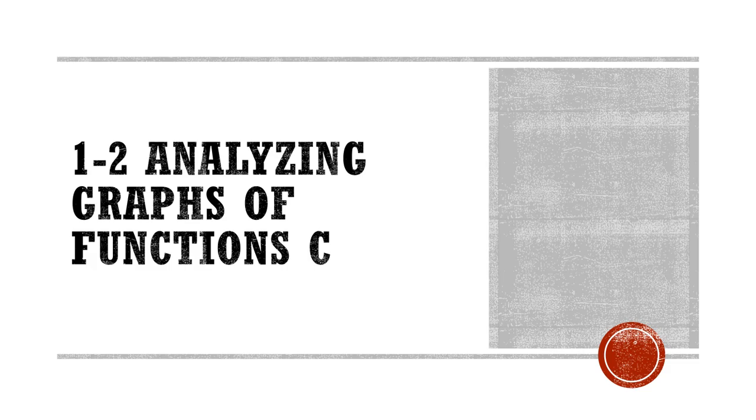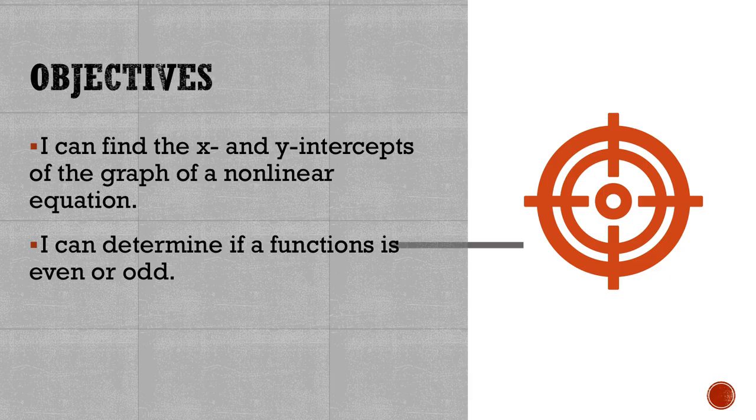Hello and welcome. This is a lesson on Chapter 1, Section 2, Analyzing Graphs of Functions, Part C. It's our third and final lesson of this section. We're going to be talking about finding the x and y intercepts of nonlinear equations, as well as determining if a function is even or odd. We've kind of already done all of these, but we're introducing new words, even and odd.